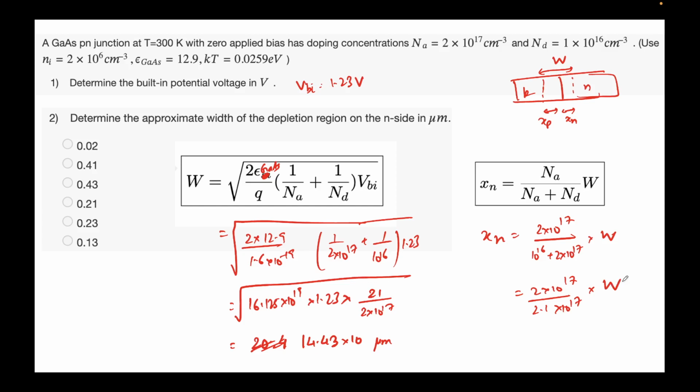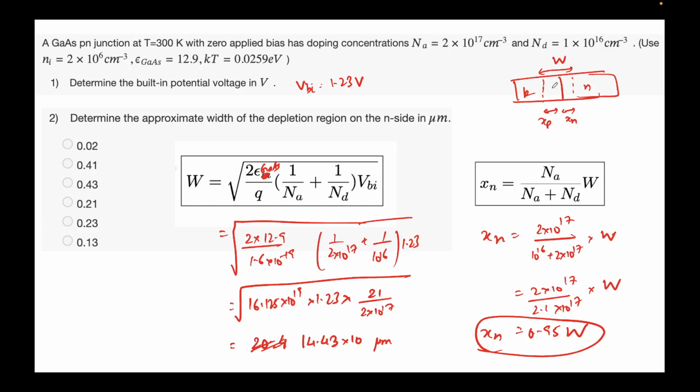All right, so this is turning out to be 0.95 times W. So this is the point that I was trying to make. Actually, most of your depletion width, 95% of the complete width, is on the N side, which obviously makes sense because your Na is so high. This means your number of holes is so high as compared to number of electrons.